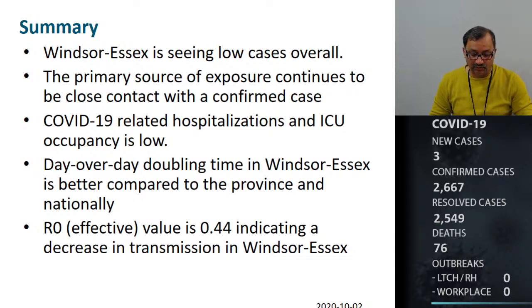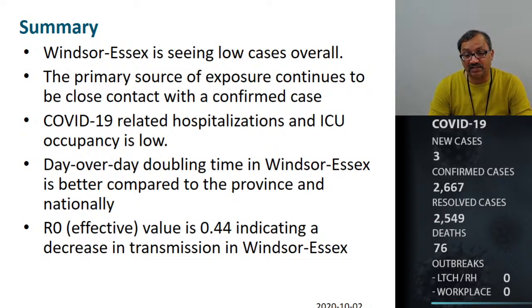So in summary, overall, we are seeing low cases in Windsor-Essex, and the primary source of exposure continues to be close contact with confirmed cases. But we are also seeing occasional community cases coming to our region, and also some travel-related cases, not necessarily just in the migrant farm population, but also travel to other countries by Canadians who are going out. COVID-19 related hospitalization and ICU occupancy is low, but overall as a system, we are barely meeting the threshold that is set to meet the surge need if it happens in the region.